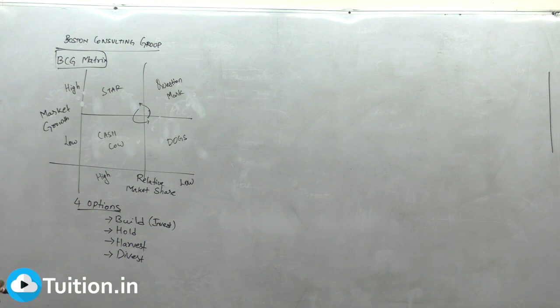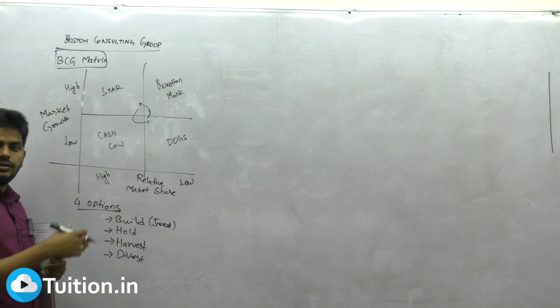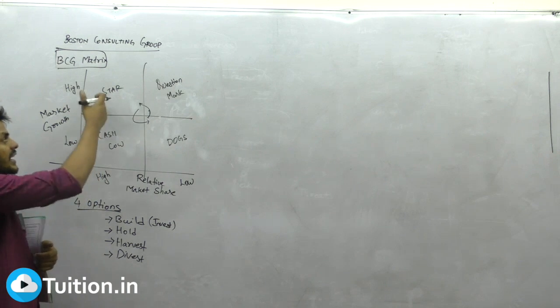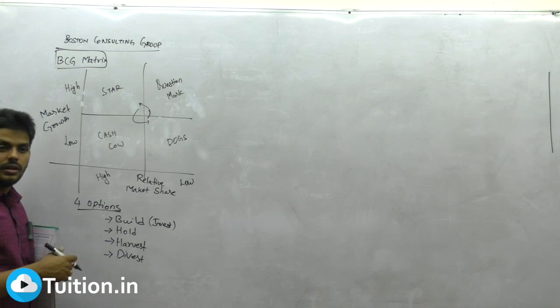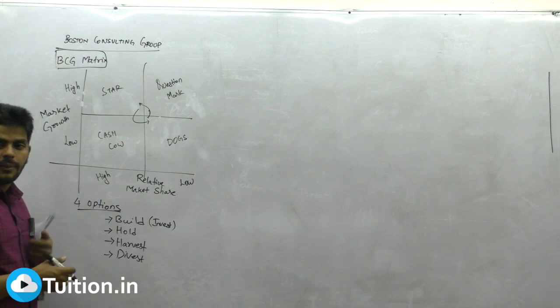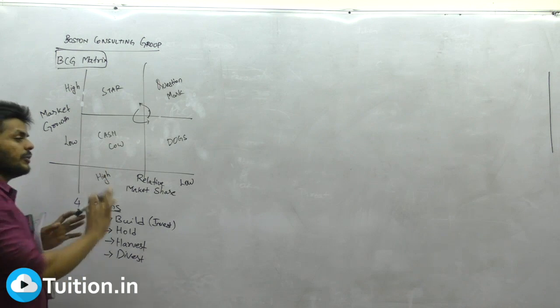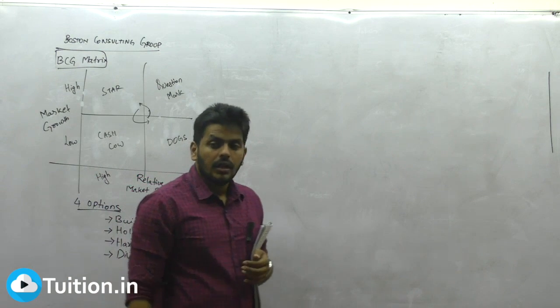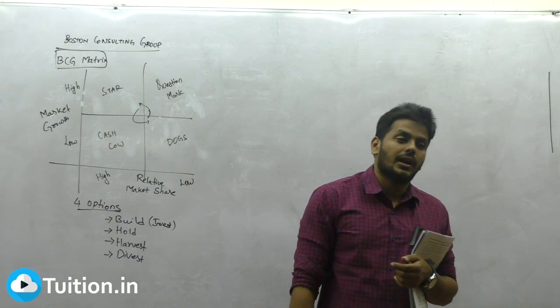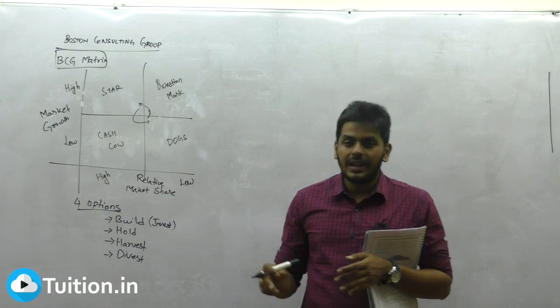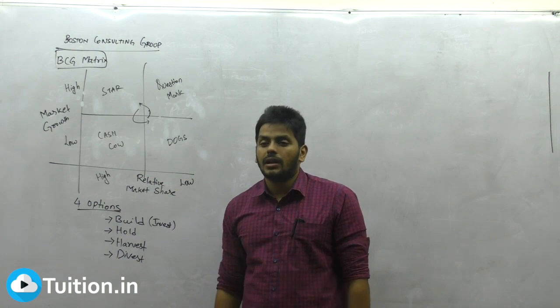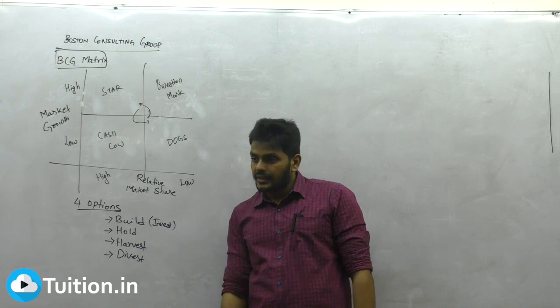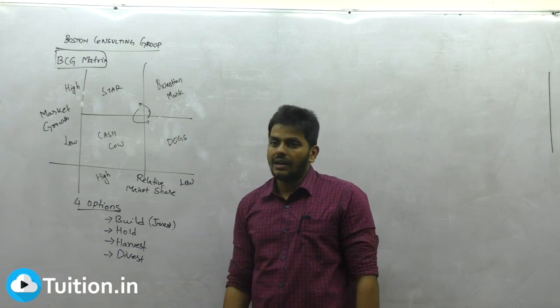Stars? What will you do with stars? Build. You put more investment in stars because they require high investment, otherwise how will they go? So stars require investment, you have to build them. Quietly hold the cash cows because without much nonsense, they'll still keep giving you great returns. The immediate thing that you need to divest is what? Dogs. Dogs are to be divested. What will you do with the question mark? You have 2 things. Either you can build on that or harvest on that.